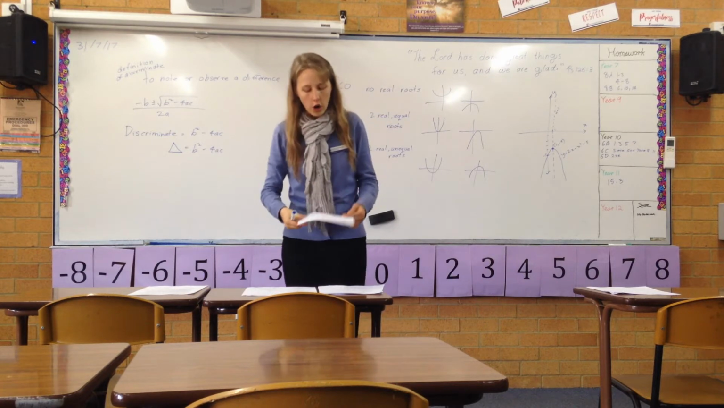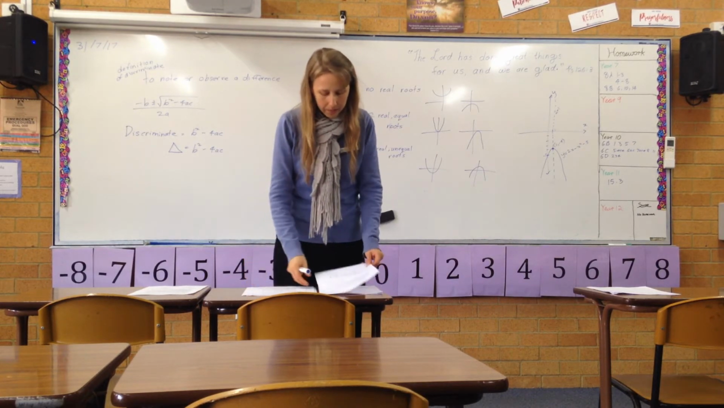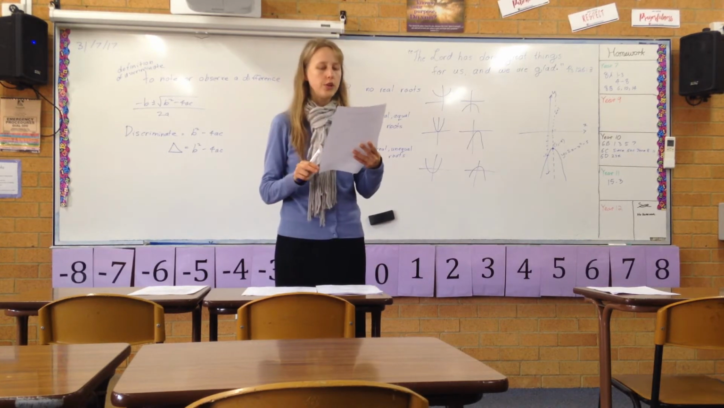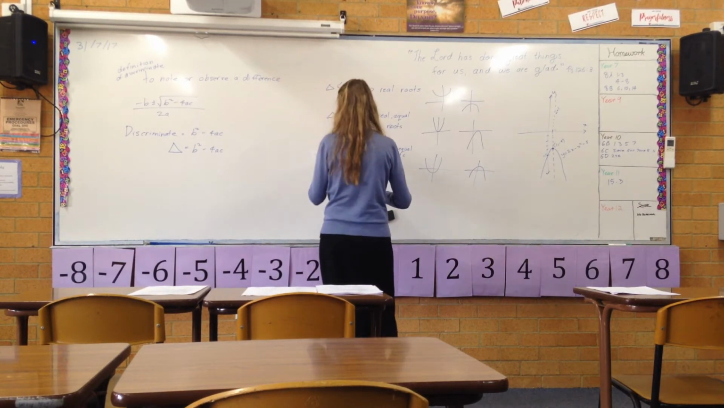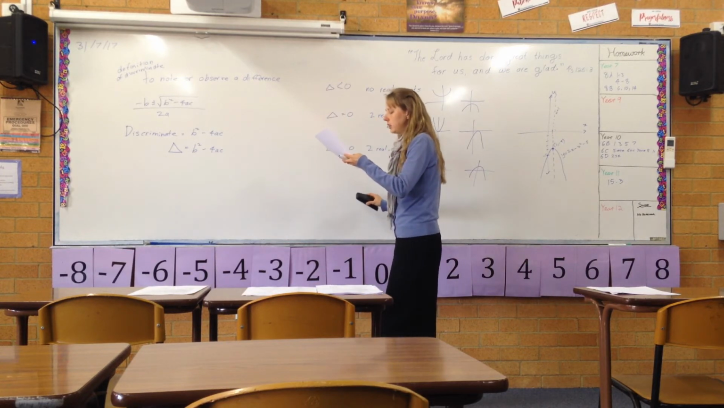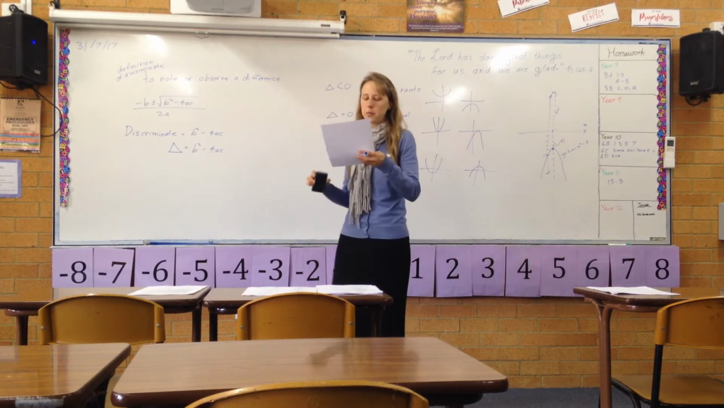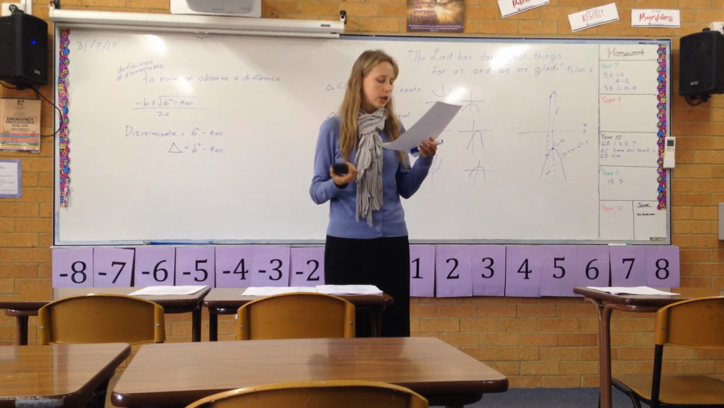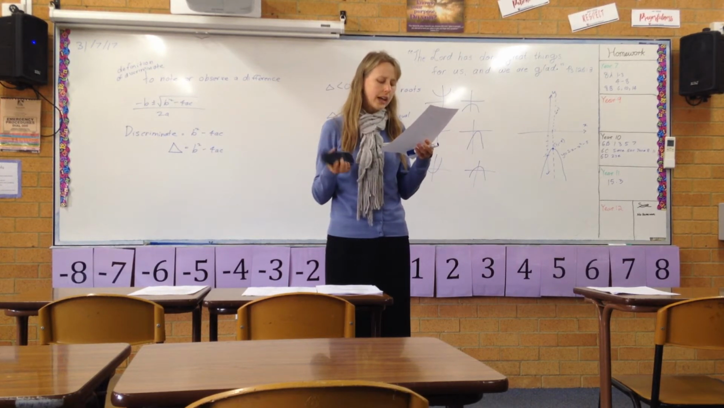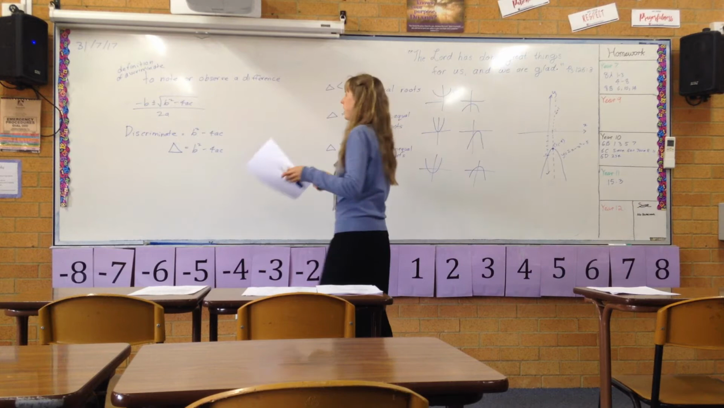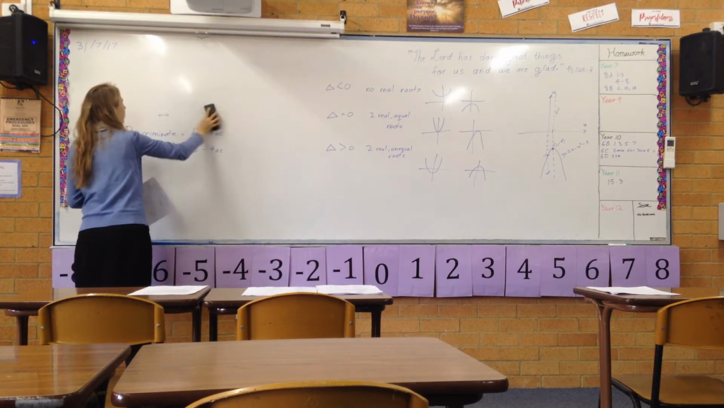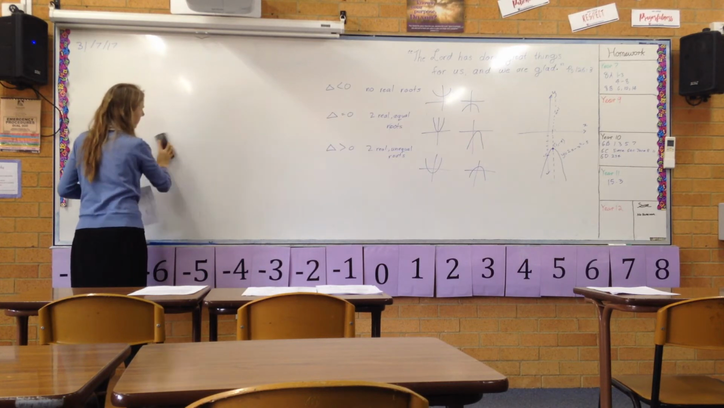Okay, so the last 3 examples we're going to do before the bell goes, we're going to find the discriminant and use the discriminant to find whether the roots of the quadratic equations are real or unreal, rational, equal or unequal. So we're going to look at what the roots are based on the discriminant.